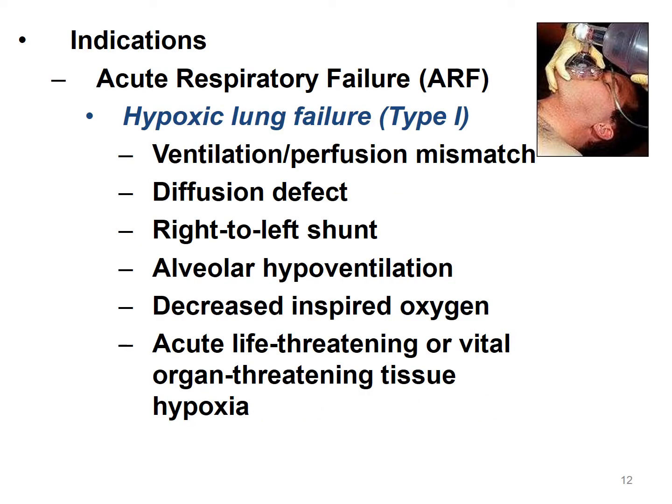In acute respiratory failure, we have already discussed respiratory failure type 1 and type 2. In hypoxic lung failure, that is type 1 respiratory failure, the causes may be ventilation perfusion mismatch, diffusion defect, right to left shunt, alveolar hypoventilation, decreased inspired oxygen, and acute life-threatening or vital organ threatening tissue hypoxia. These are the causes of acute respiratory failure, that is type 1 respiratory failure.